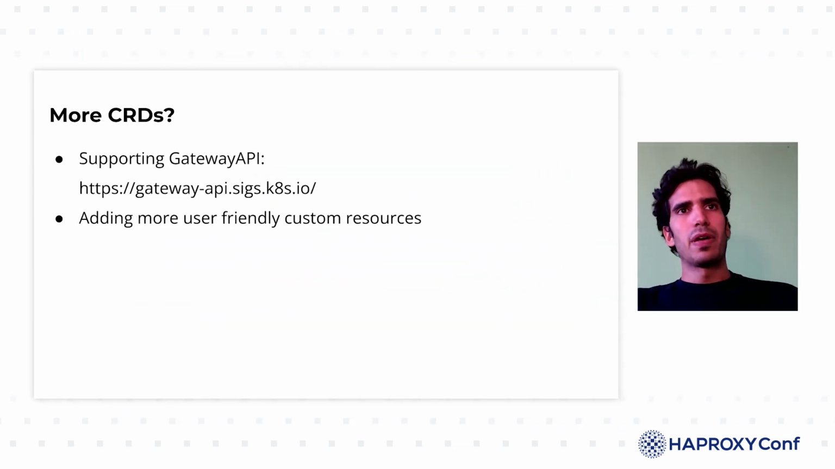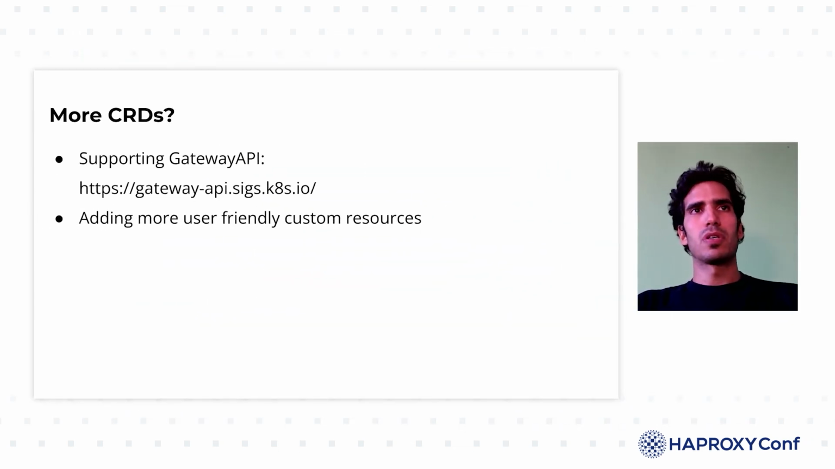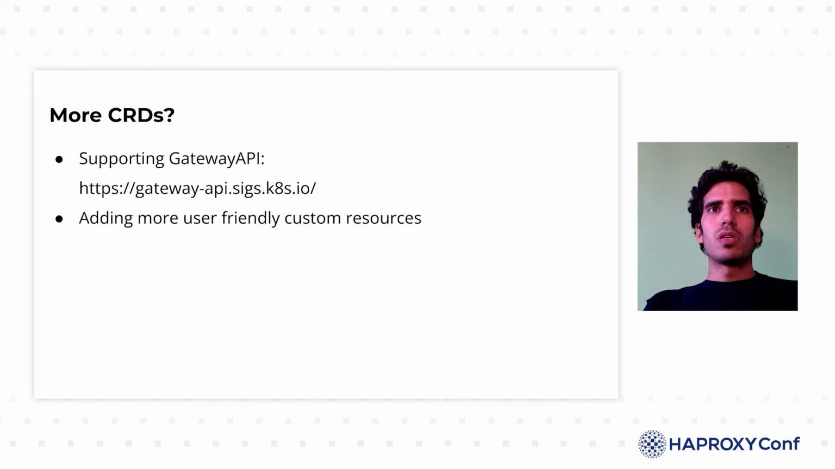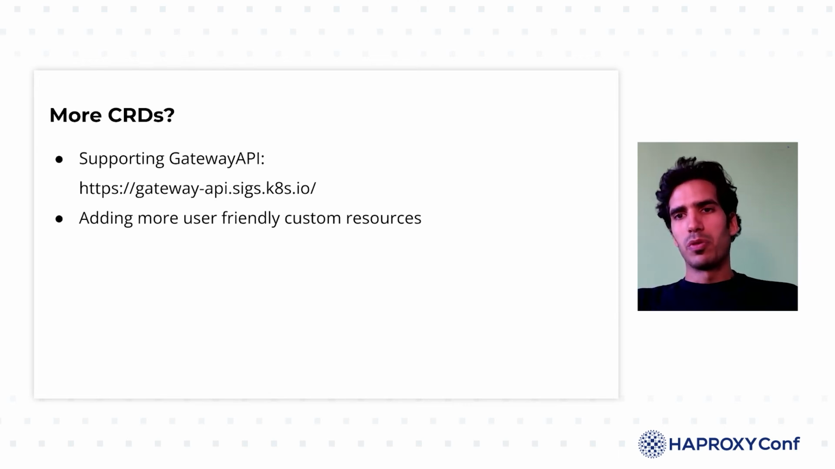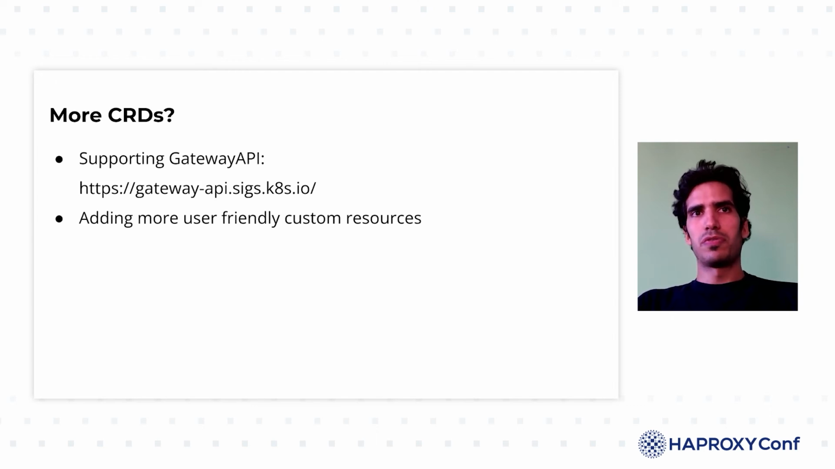So what we think to do next is to support Gateway API, which is based on CRDs too. And we may think about providing more custom resources that are more user-friendly, which means they describe a general behavior rather than describing HAProxy configuration.